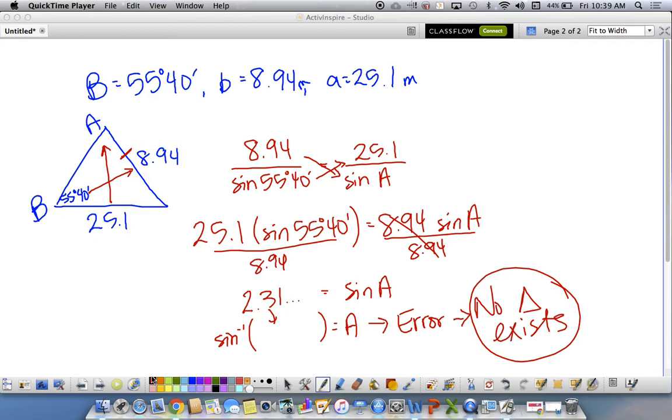So when it says solve this triangle, you can't. It doesn't exist. Sometimes there'll be a question that just says, how many triangles exist? Your answer can be 0. In this case, it would be 0. But there are times that it might be 1 or it might be 2. Okay? Let's work one more problem. That one was in your book, so you could follow along.